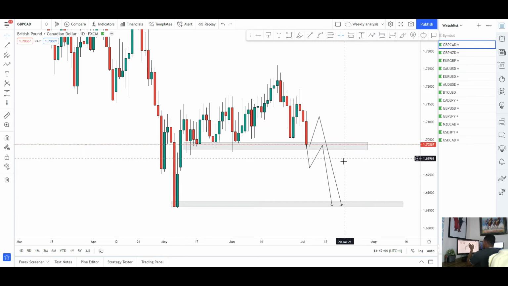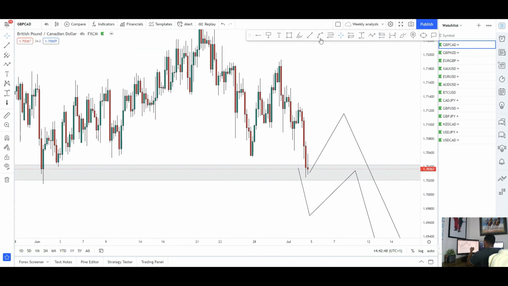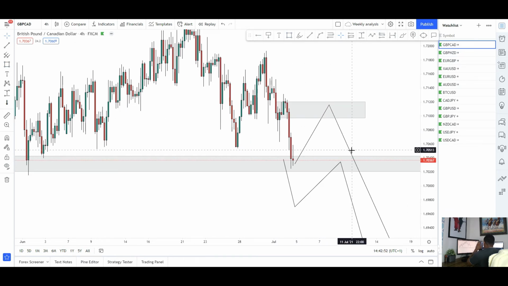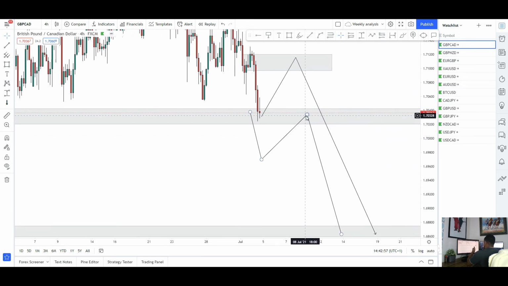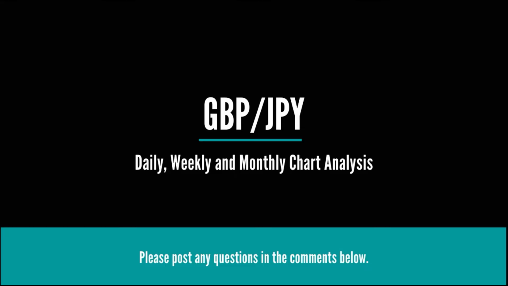So GBP CAD push to the upside. We're going to the 4H. You can see we did see that nice momentum, so maybe back into this area around here, a pullback into that area, maybe around 1.71, push back down into that support, looking for the break, and then on the retest, get involved again and target 1.68500. Okay, up next we've got GBP JPY.